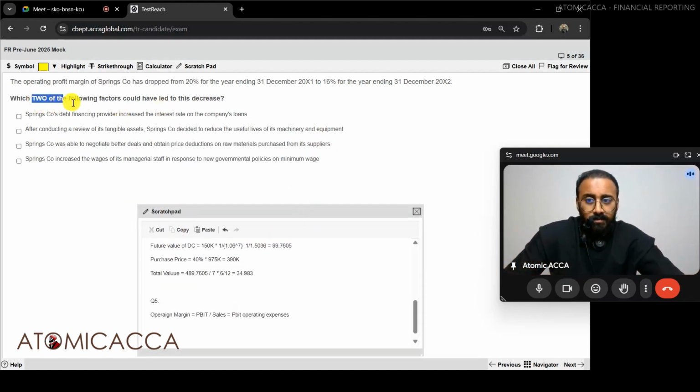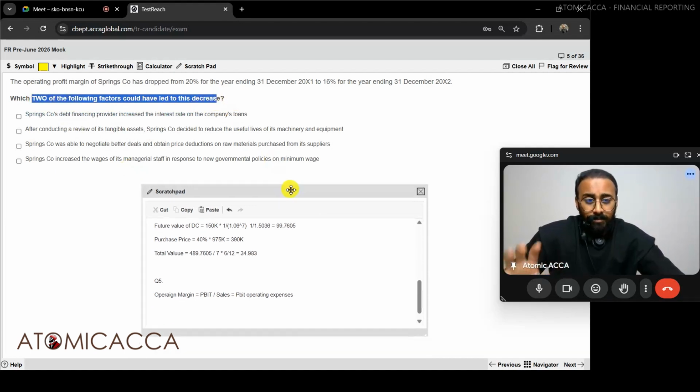They're asking which two of the following could have led to this decrease. So try figuring out from this which could have led to your PBIT going down, or if maybe, very rarely, they might give an indication where sales are going up. So let's look at this.